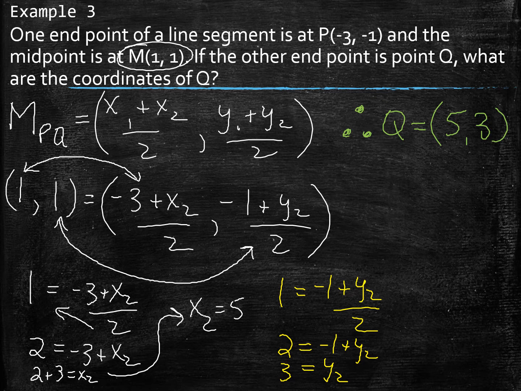If you want to double check your answer, you could put 5 in for x2. 5 minus 3 is 2. 2 divided by 2 is 1. That's what it should be. And you could put 3 in for y2. -1 plus 3 is 2. 2 divided by 2 is 1. That gives us our point 1, 1. So we just checked it, and it works. Any questions with that one? Good work.